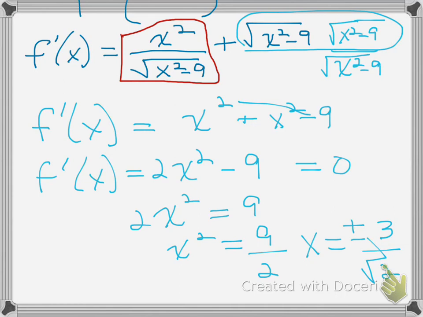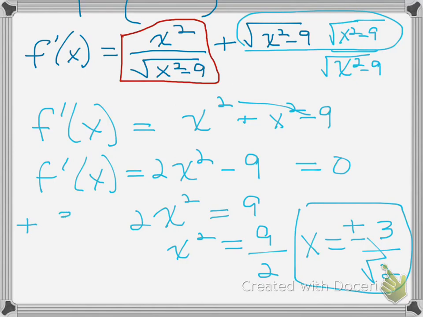Okay, so what is that? 3 over root 2. Is that a number that is in the domain? I'm going to just put this in my calculator. So 3 times the square root of 2. That's going to equal 4.24, and I'm great. So I can use both of these critical numbers, plus 3 over radical 2. So here are my two critical numbers or critical values.